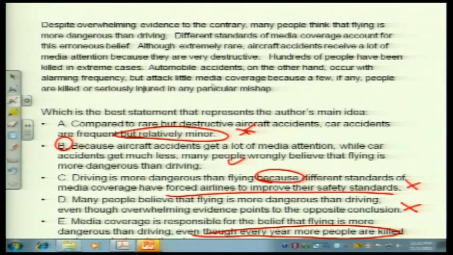So, any other questions? Nope. So today we have looked at both sections, the analytical writing section and also the reading comprehension section. I hope that the tips I have given you today will be useful for your essay and your reading comprehension part.